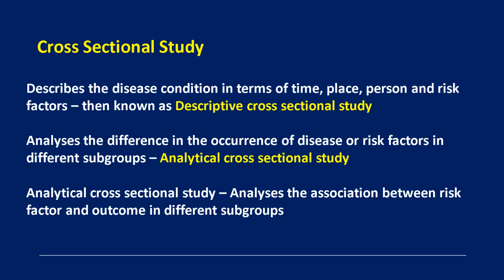Cross-sectional study can be of two types, as told before. It can be descriptive cross-sectional study or analytical cross-sectional study. Descriptive cross-sectional study describes the disease condition in terms of time, place, person, and the risk factors. Risk factors are the determinants. Then it is known as descriptive cross-sectional study.